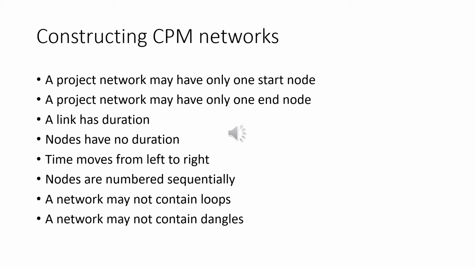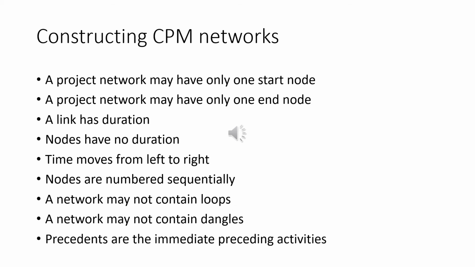All events except the first and the last must have at least one activity entering them and at least one activity leaving them, and all the activities must start and end within an event. Then the last rule to construct a CPM network is: precedents are the immediate preceding activities. The immediate preceding activities are known as precedents.